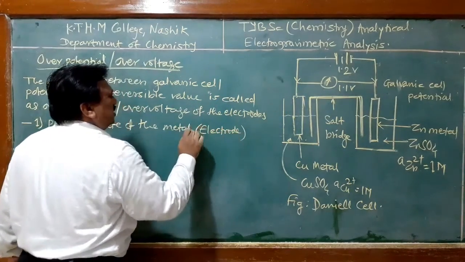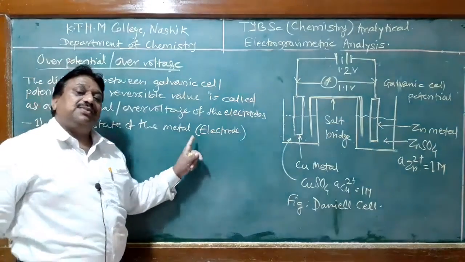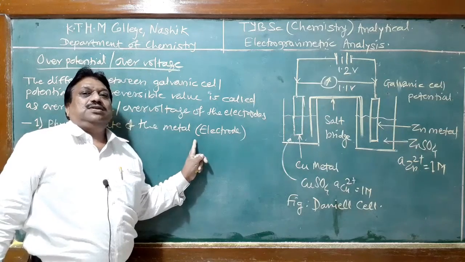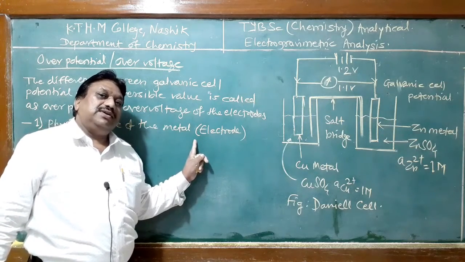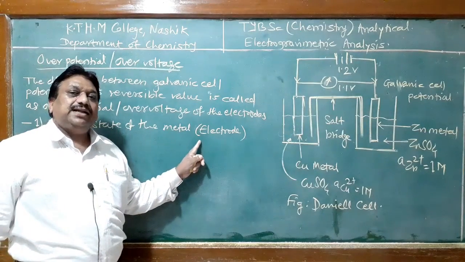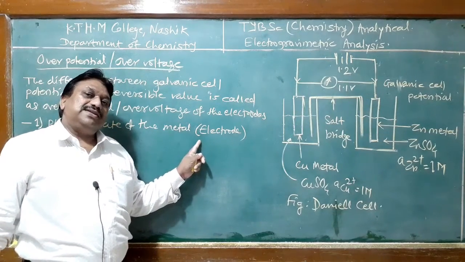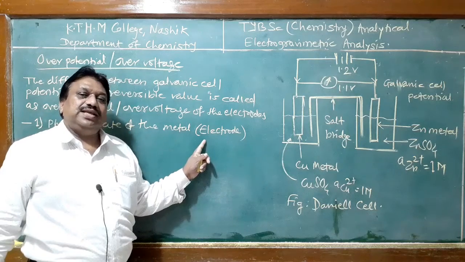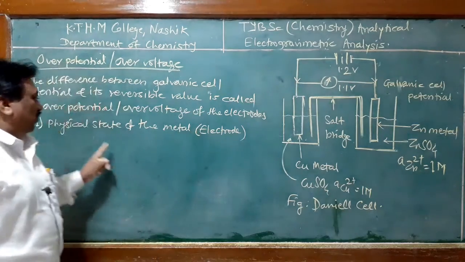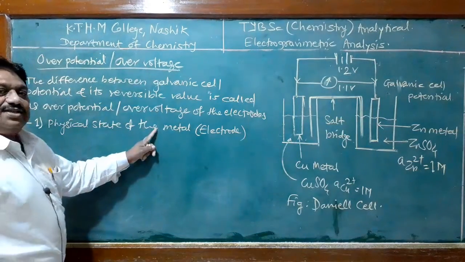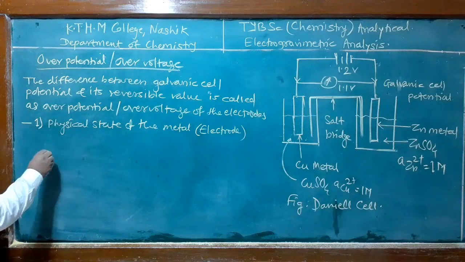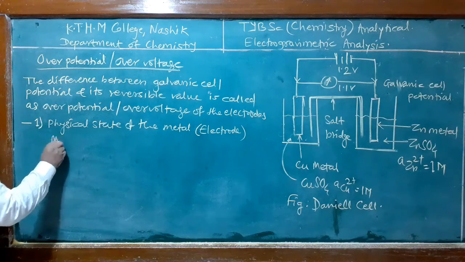Some electrodes are constructed using a solid metal, or some electrodes may be constructed using a liquid metal. For example, mercury is a metal but it is liquid. We may construct the electrode using mercury, then it is a liquid electrode. Now here physical state means whether it is solid or liquid, as well as its surface area.